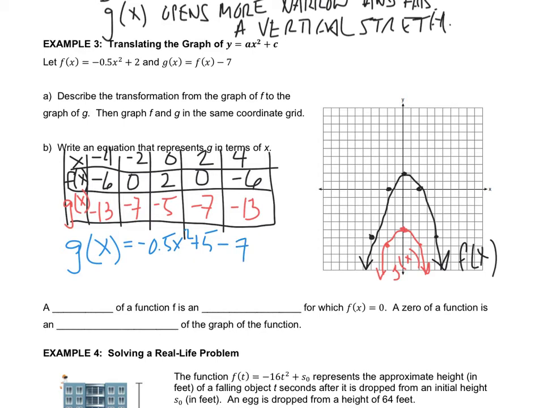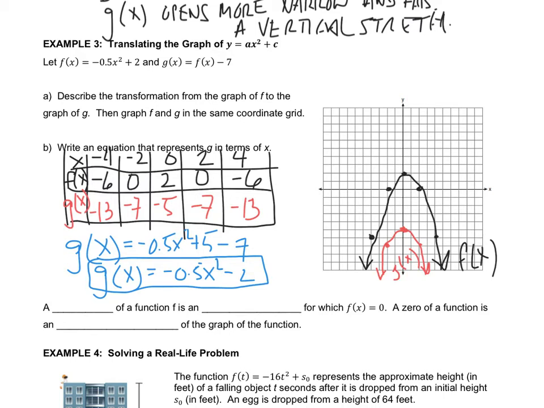Now we know we can combine some like terms. We can only combine a few like terms. If I combine a couple of like terms, 2 minus 7 is negative 5. So that would be writing the equation of g in terms of x, not as the f of x. We would have g of x equals negative 0.5 x squared minus 5.